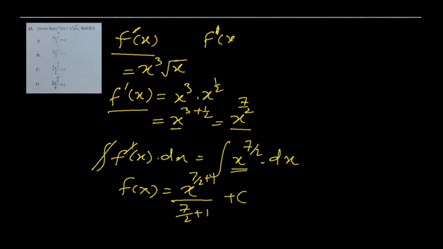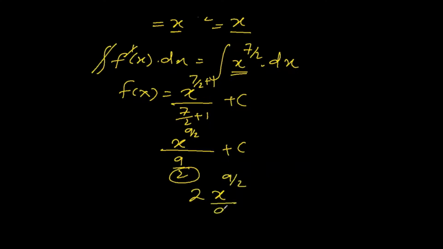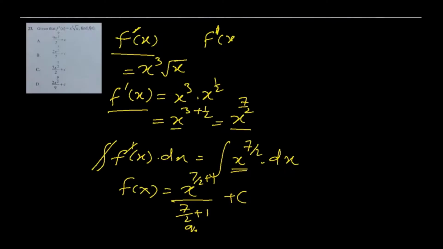plus c. Alright, so let's add up the denominator now. It is 9 over 2. Similarly, the exponent will also be 9 over 2, plus c. So 2 is a denominator of a denominator, so it becomes numerator. So it becomes 2x to the power 9 over 2 over 9 plus c. Let's see which one matches with this answer. It is D.